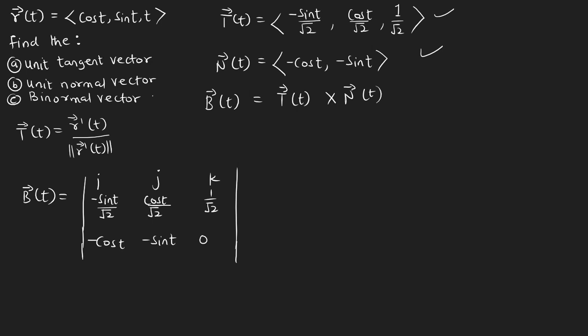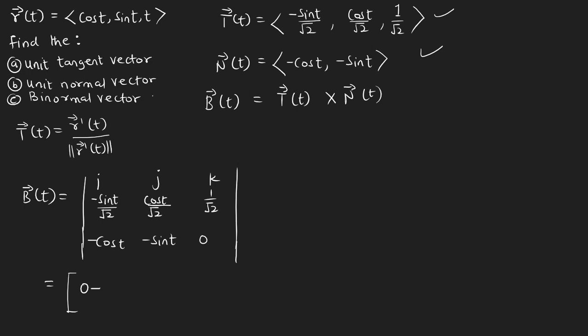So let's look at what you are going to do. First we are going to compute the determinant of what we have here. For the first term, we are going to cover the first column. So from there we have cos t over root 2 multiplying 0, which is these two things that I'm considering. That's going to give us 0, right? And then that'll be 0 minus minus sine t multiplying 1 over root 2.